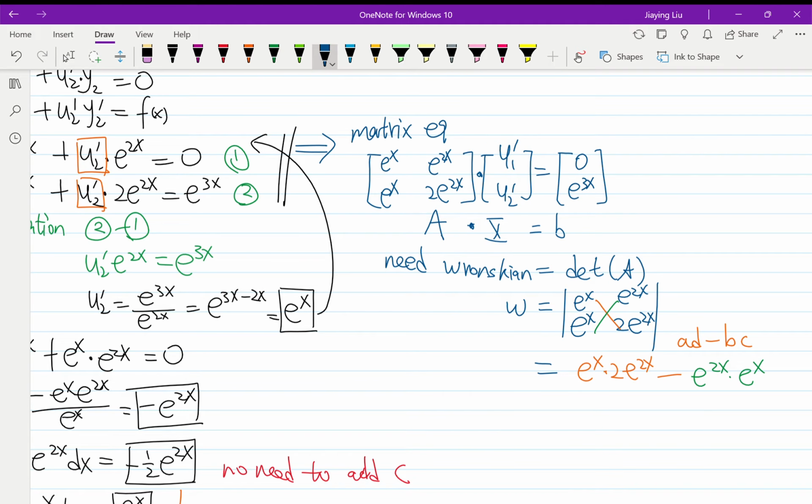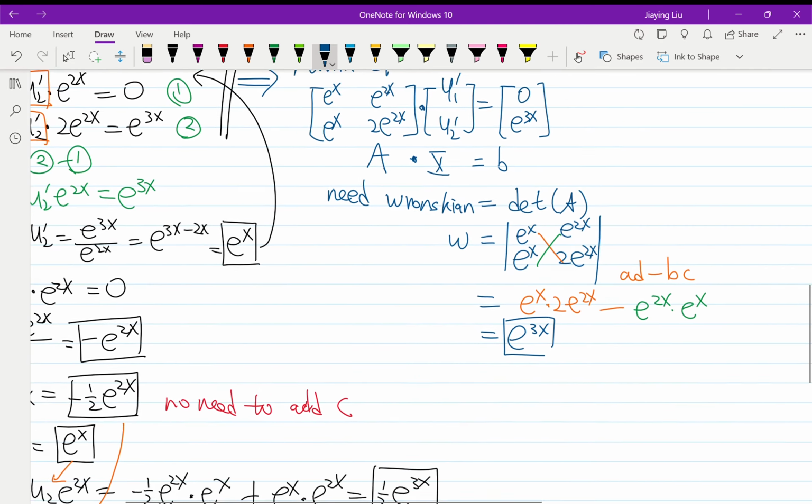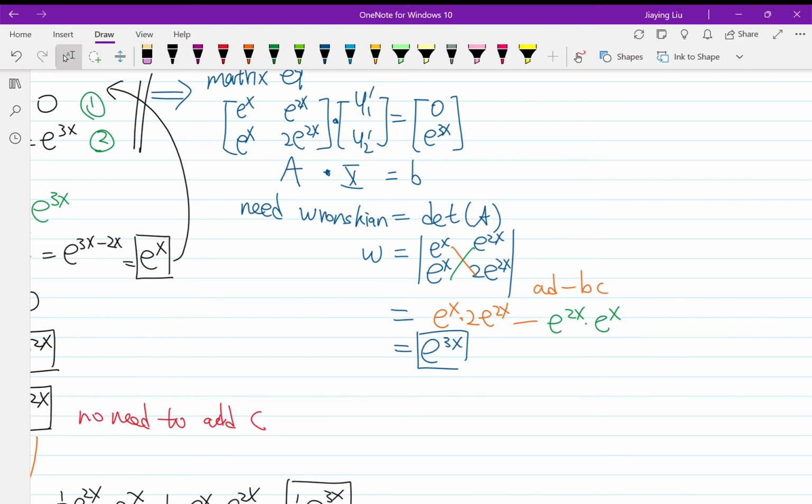Have you seen this before? Okay, good. So let's just calculate what the Wronskian is. That's going to be 2e to the 3x minus e to the 3x, so that's going to be e to the 3x, which we're going to need. So that's the first part we need.